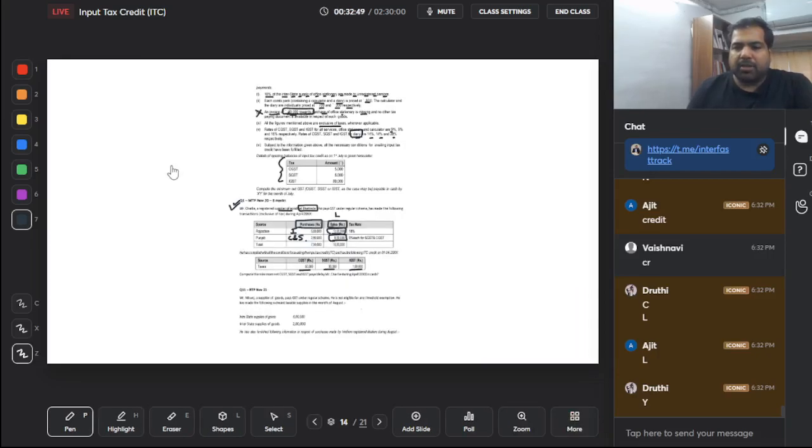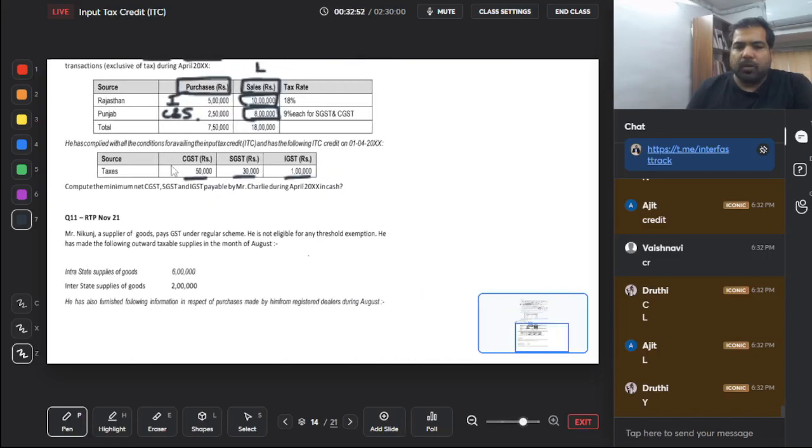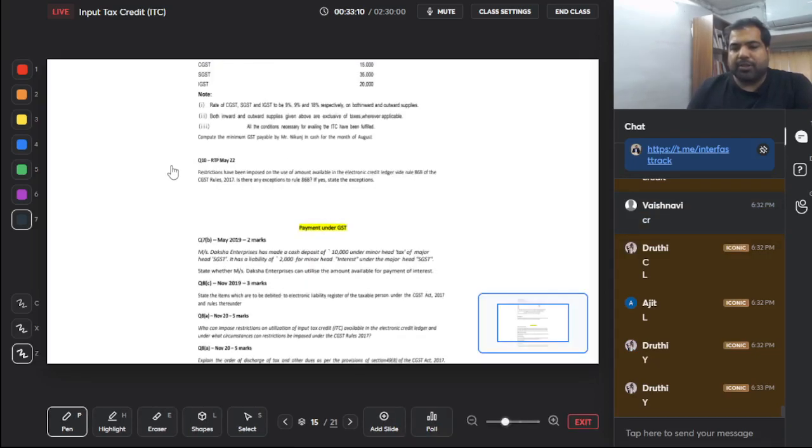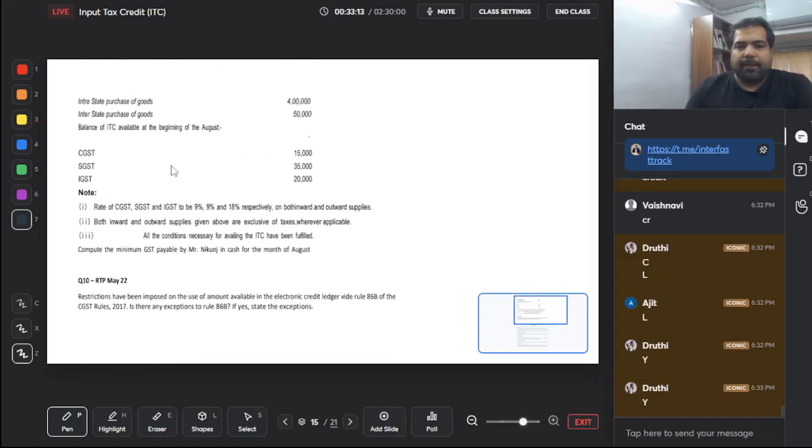And we come to the last question, guys, here. Mr. Nikunj is a supplier of goods, pays GST in the regular scheme. He has made the following outward supplies in the month of August. Intra-state supply, guys, will it lead to C and SGST liability? Interstate IGST liability. These are purchases made next paid. Purchases leads to credit. Very simple. Intrastate purchase, interstate purchase, opening balance. Guys, this will never come in your exam. It's too simple. They will give some documents missing, some goods not received. They will give you all those things to add flavor to this question.